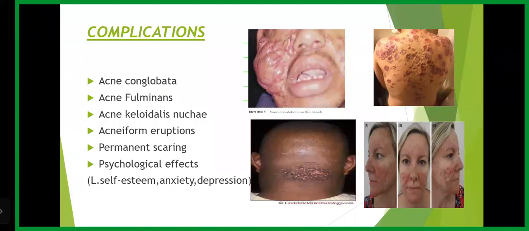And then the acne fulminans is the upper right. They are fast spreading inflammatory lesions with systemic fever, joint pains, and general malaise. Actually very painful. And then we have the acne keloidalis nuchae. You can see it around the back of the head there. And then we have the acneiform eruptions, permanent scarring, and then the psychological effects.